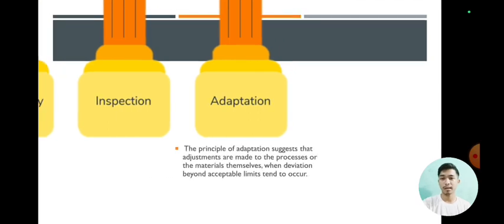Next is the adaptation. So, the principle of adaptation suggests that adjustment are made to the processes or the materials themselves. So, when revision beyond acceptable limits tend to occur. So, this factor, it adds to one of the best advantages of the Scrum methodology, as it directly influences the quality and the quantity of the product development. So that would be all for my topic.